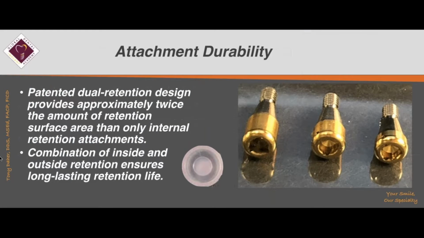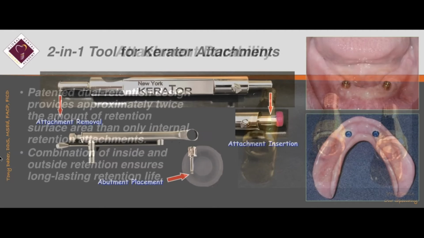The nice thing, why it's popular, is that it has a dual retention. If you look at this clear retentive clip, you have two features. One, a plunger inside, is going to engage the internal retention feature of that abutment, and the outside is going to engage an undercut on the outside portion of that abutment. So the combination of inside and outside retention will give you a long-lasting retention life, as we say.